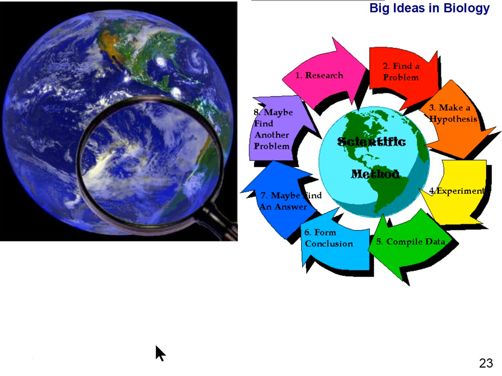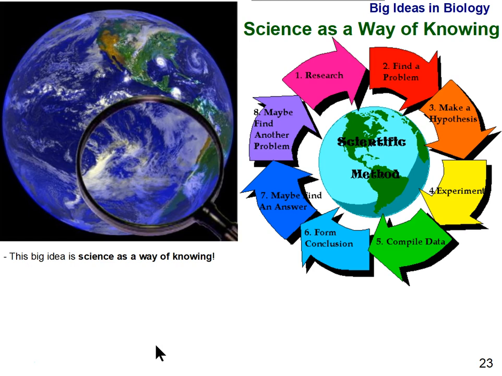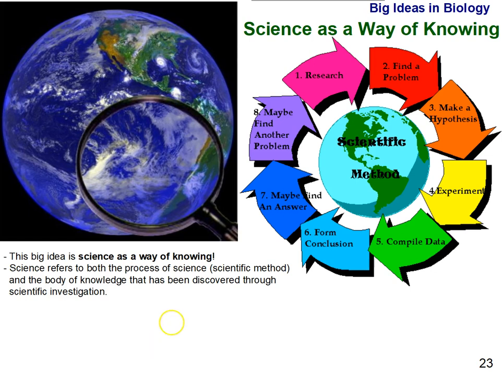Another big idea in biology is the whole idea of science as a way of knowing. What we know in biology is what we've learned through science and the scientific method, carrying out scientific experimentation. So this diagram is a little bit different than what we've seen before when it comes to the scientific method. As you know, the scientific method begins with observation. Well, they've replaced that with research. So research, observation, kind of the same thing here. Just being aware of the natural world, studying the natural world, and then finding a problem or having a question, and then hypothesizing to answer that question, and so forth.